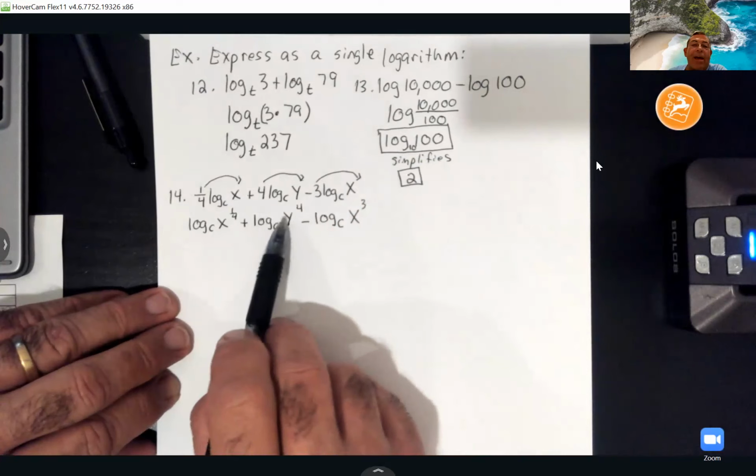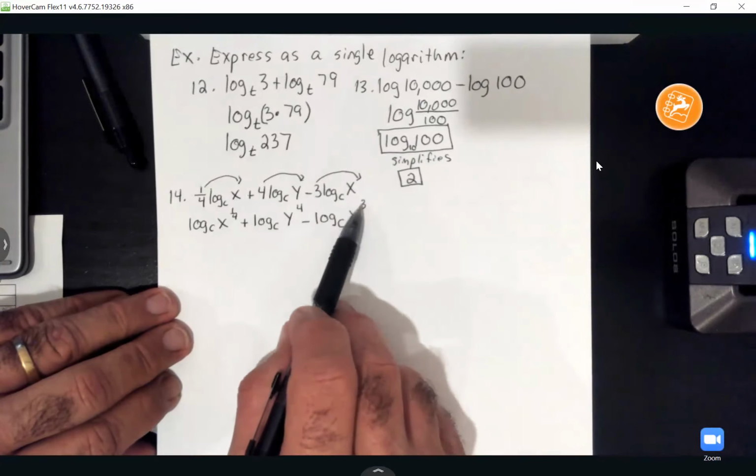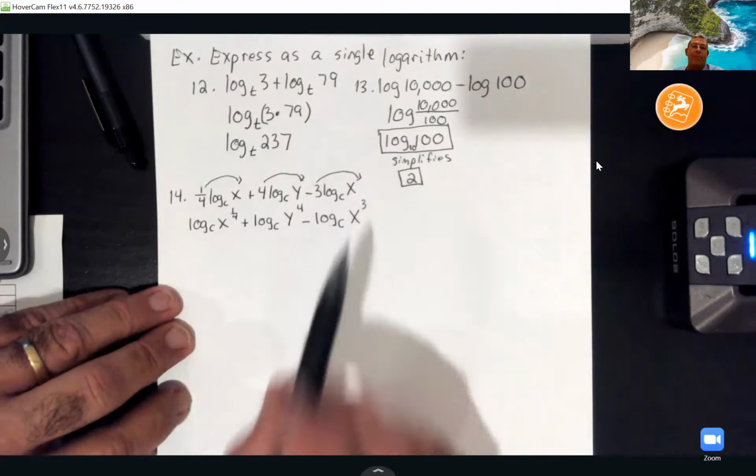Yeah, remember, these ain't radicals, so don't make them fractions. Oh, because they're all separate. I thought they were all the same exponent. There you go. Okay.